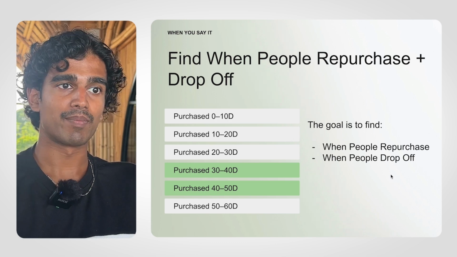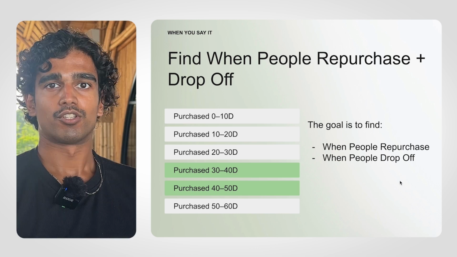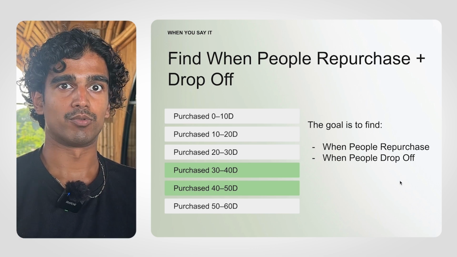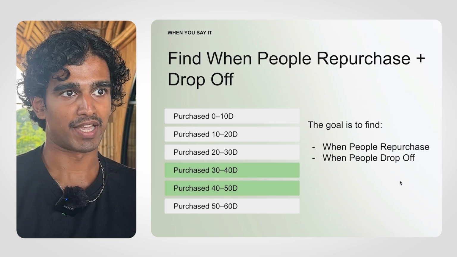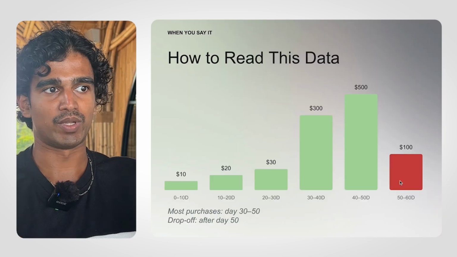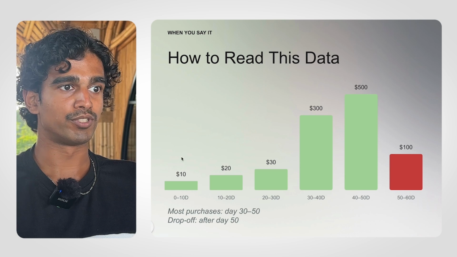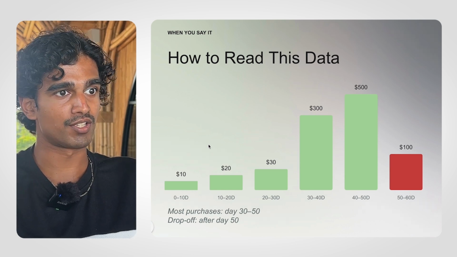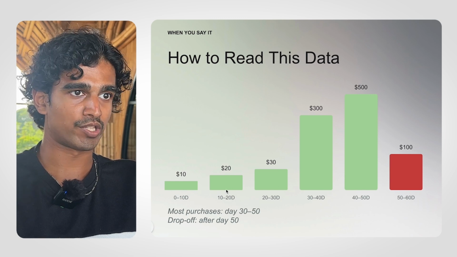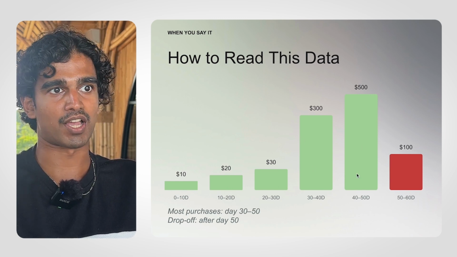And we can also see when people are most likely to drop off. So if we send multiple campaigns to people who purchase an ice bath and we aggregate the data across multiple campaigns, we will have data like this. We can see, for example, people 0 to 10 days ago made, let's say, $10 worth of sales, where this segment made $20 worth of sales, this segment made $30 worth of sales.